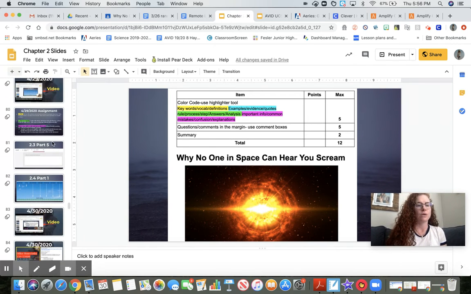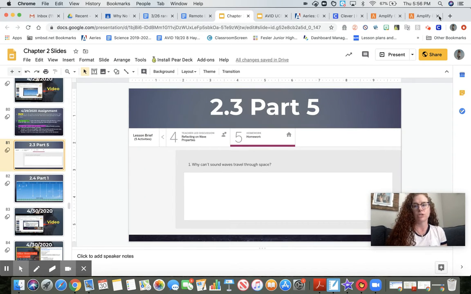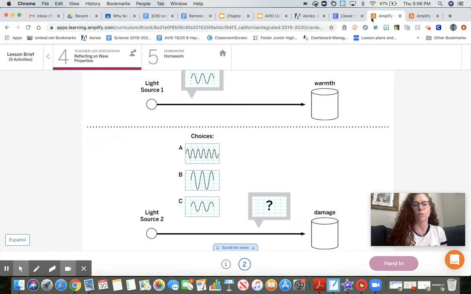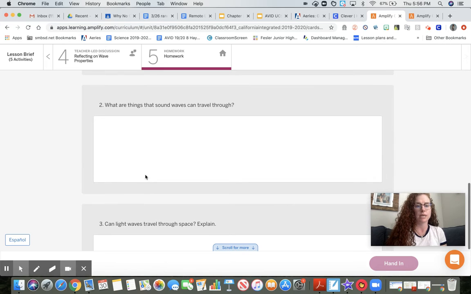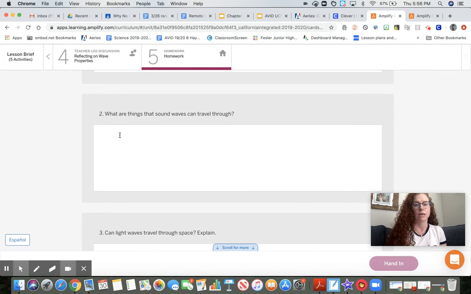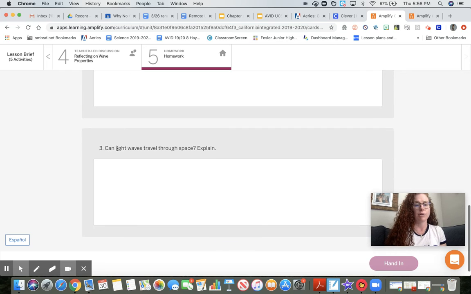Okay, then Wednesday's assignment was to answer the questions on the reading. One of the questions a lot of people struggled with was number 2. A lot of people did well, but number 2 is asking what are the things that sound waves can travel through. So you need to give me the materials, the phases of matter that sound waves travel through. It is in the article, okay? Number 3, a few people missed it because they started talking about sound waves, but number 3 is talking about light waves.